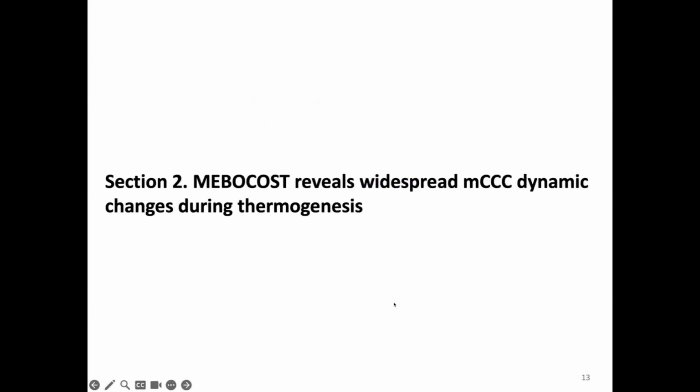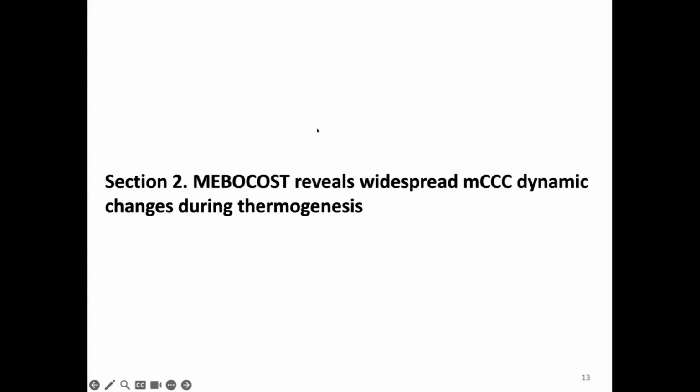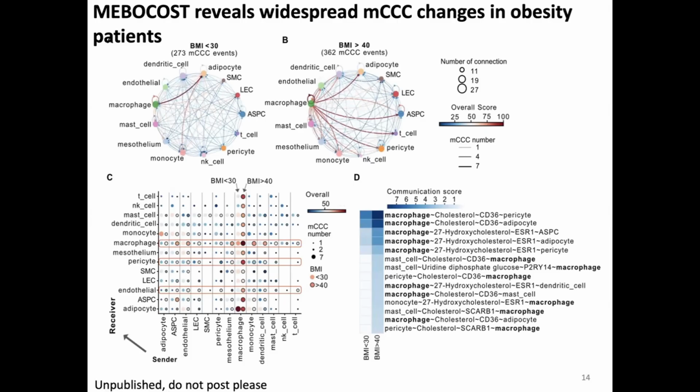So after our simulation and real data analysis showed the robust performance of MEBOCOST, we applied it to new data sets generated by our collaborator. But before that, we first ran MEBOCOST on a set of public single-cell data sets from adipose tissue in obesity patients, and we detected a widespread change of the communications between patients with low BMI and patients with high BMI.